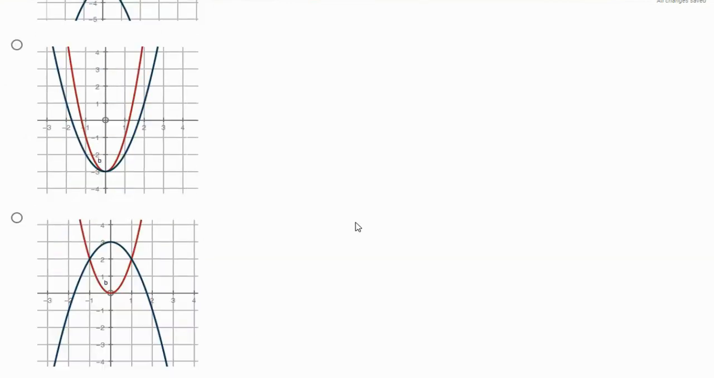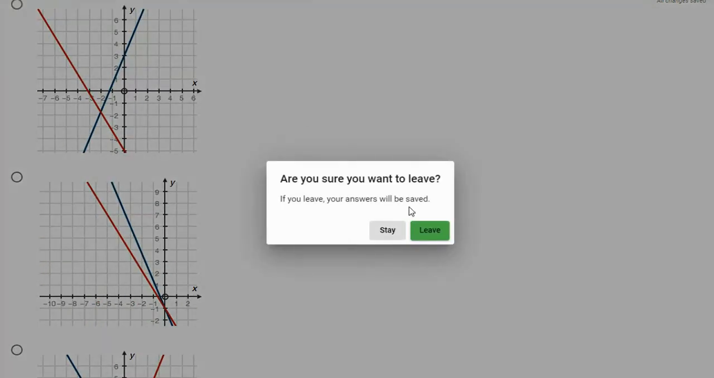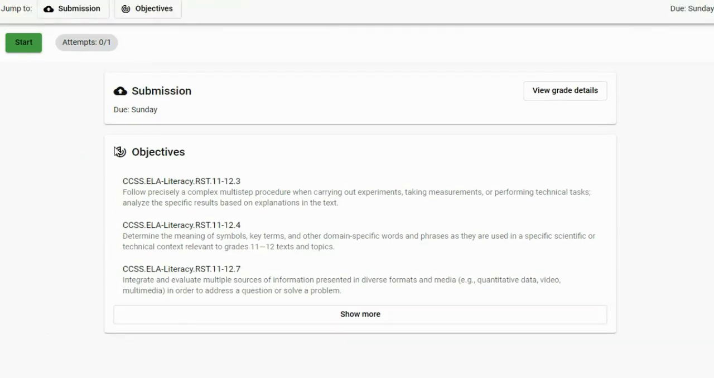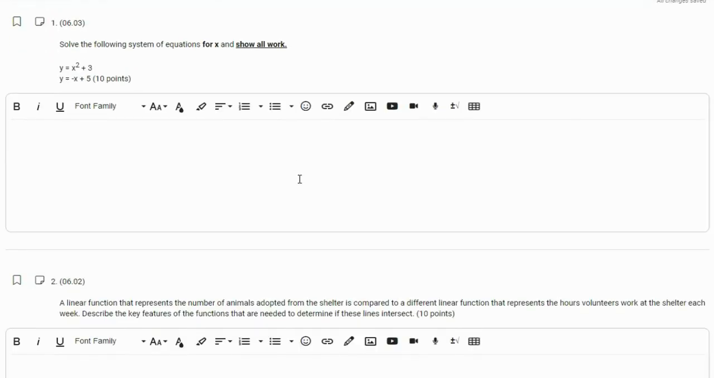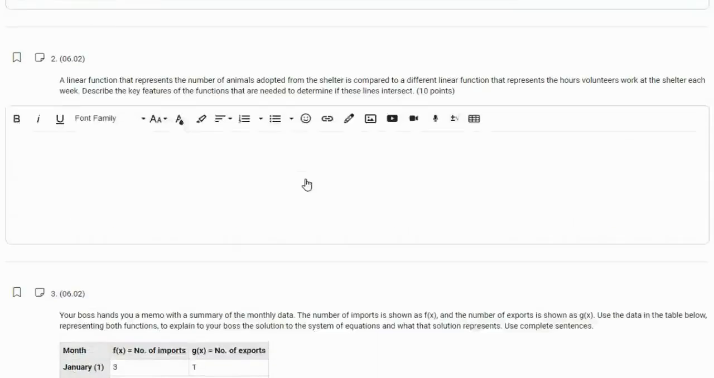All right, 10 problems. There's only 10 problems for part 1. Multiple choice. 10 multiple choice problems. Now let's look at part 2. Part 2 has 4 problems about systems of equations.